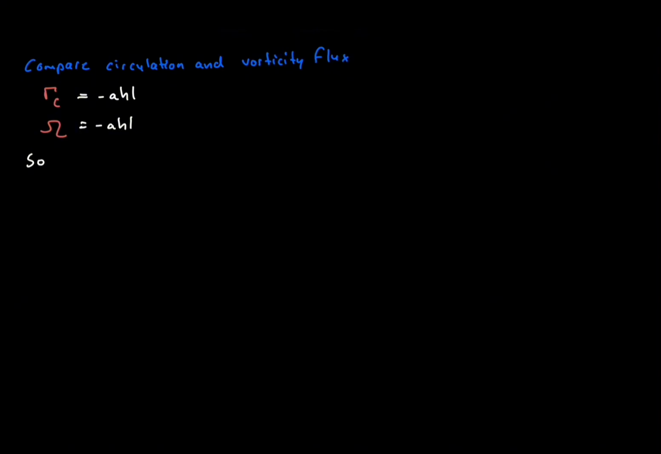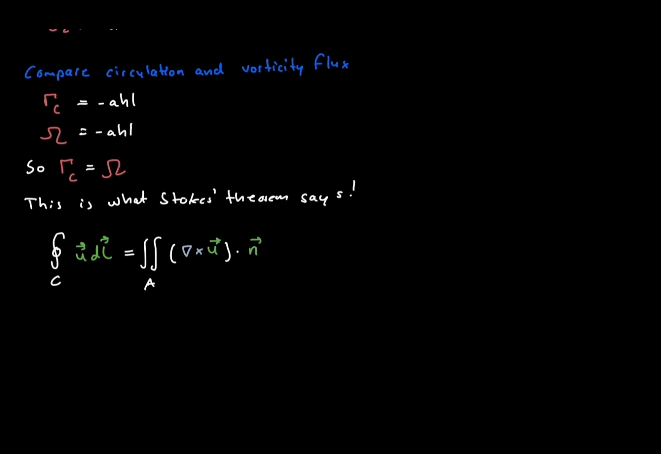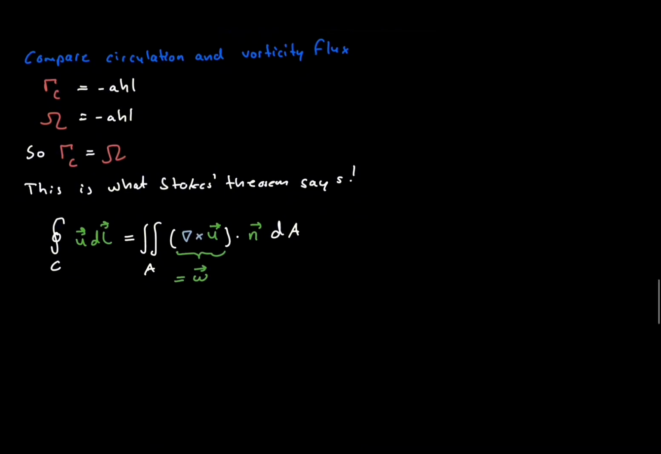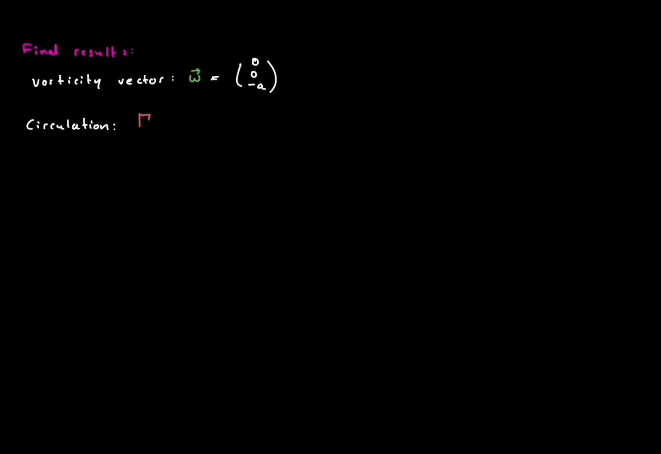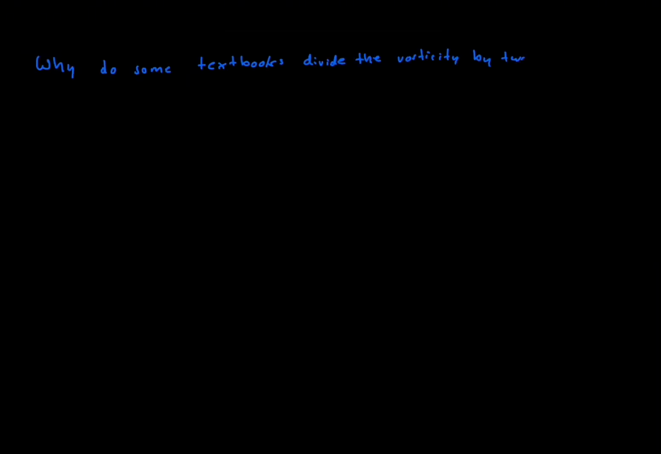So in this example, the circulation around the curve is exactly equal to the vorticity flux through the enclosed area. This is a direct demonstration of Stokes' theorem. It shows that circulation around a closed loop is linked to the rotation contained inside that loop. This is a very useful preparation problem for Couette flow, because in Couette flow, the velocity profile is also linear in y. The method is exactly the same.